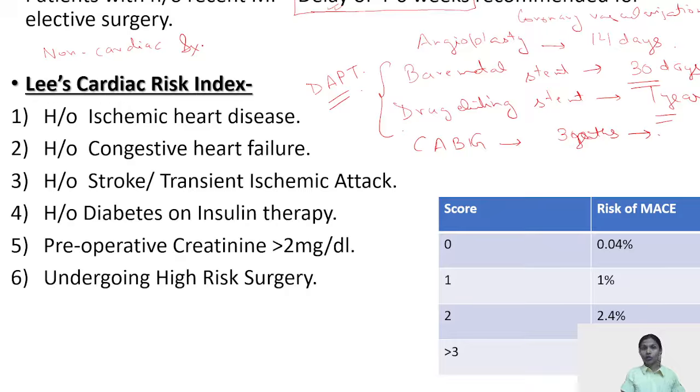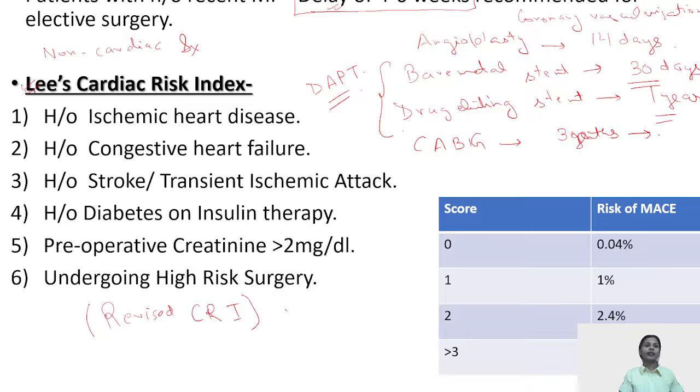A cardiac patient who has been posted for a non-cardiac surgery, the risk stratification for such a case is done by using the Lee's Cardiac Risk Index, and the other name for Lee's Cardiac Risk Index is Revised Cardiac Risk Index. This is the easiest and the most commonly used cardiac risk index. It has 6 components which have to be remembered.